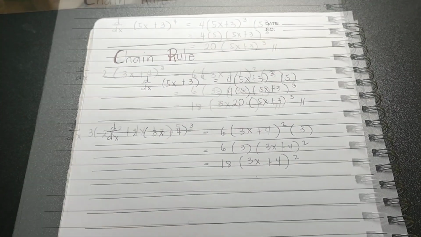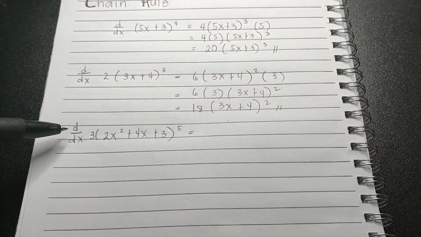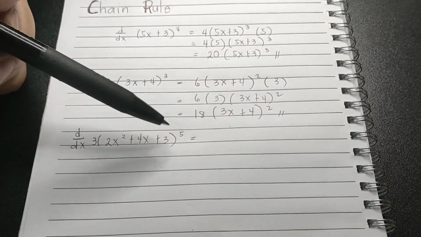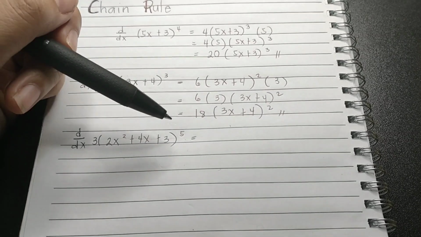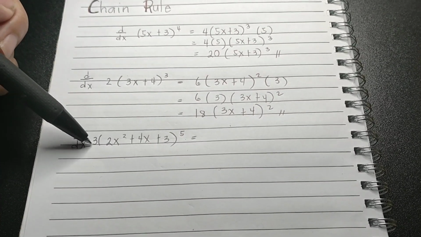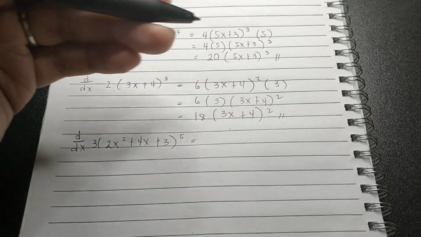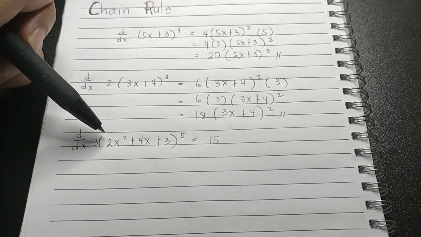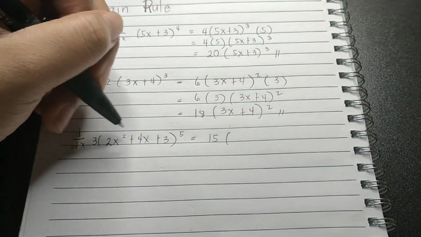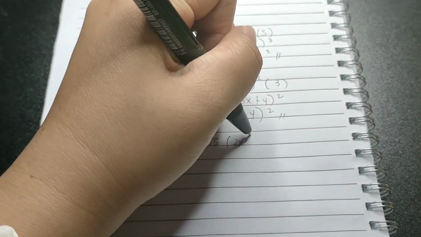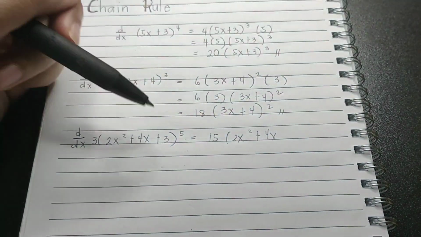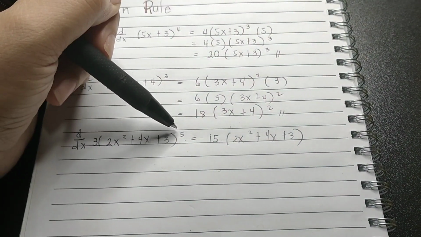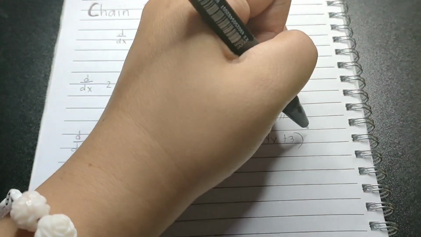So, next example tayo. Okay, so next example natin, find the derivative of 3 times (2x^2 + 4x + 3)^5. So, again, minumultiply natin yan, 5 times 3, which is 15. And then, copy lang natin yung nasa parenthesis. So, parenthesis, copy lang natin yan. We have 2x^2 + 4x + 3. Raised to, so 5 minus 1 is 4.